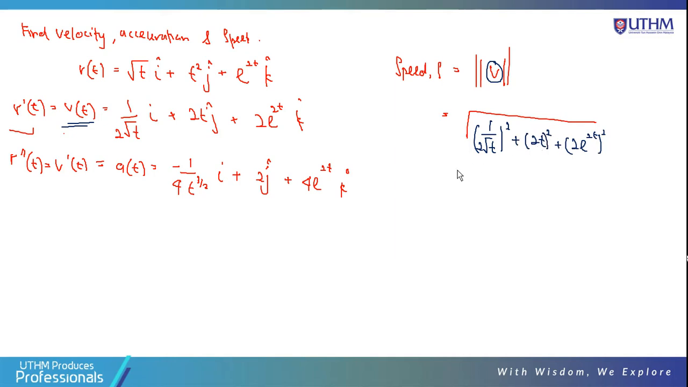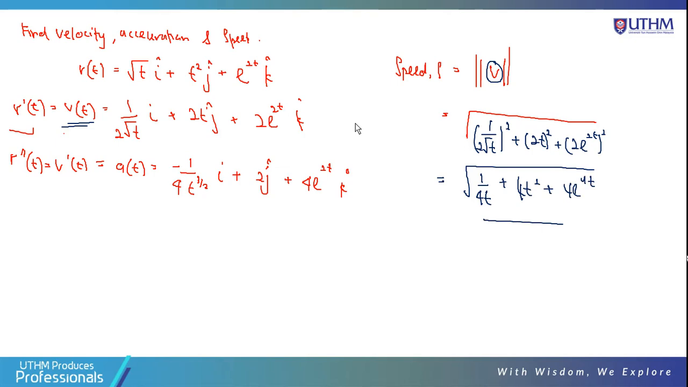So you will get 1/4t plus 4t square plus 4 exponent 4t. Okay, so you just remain here.